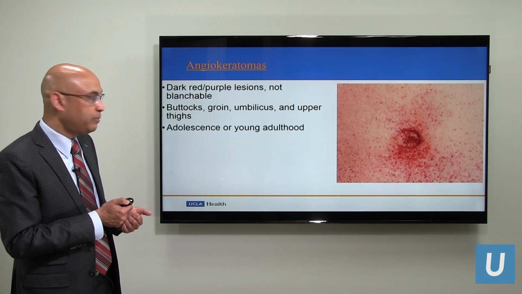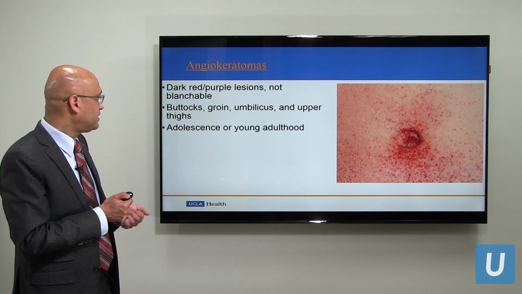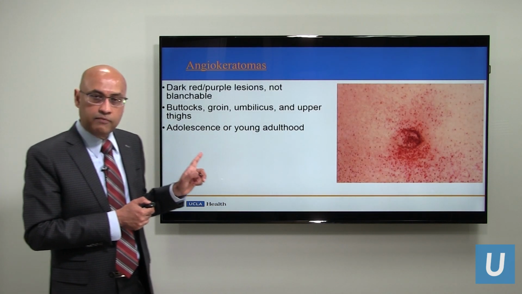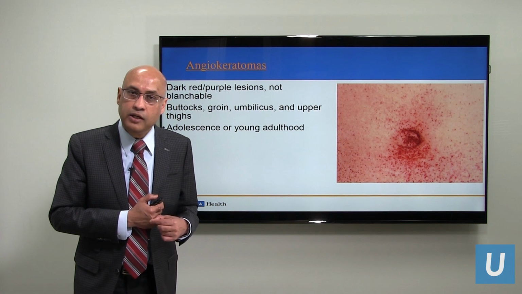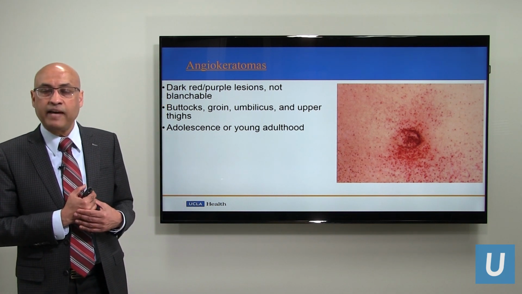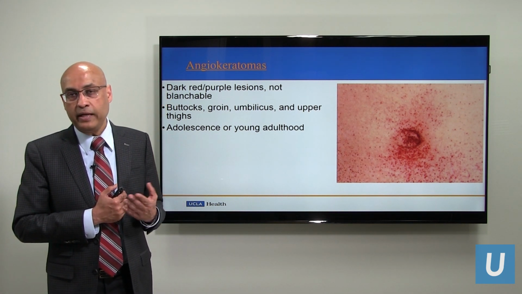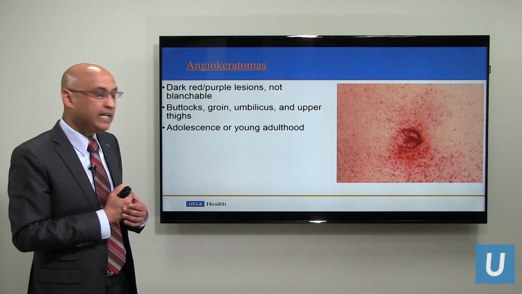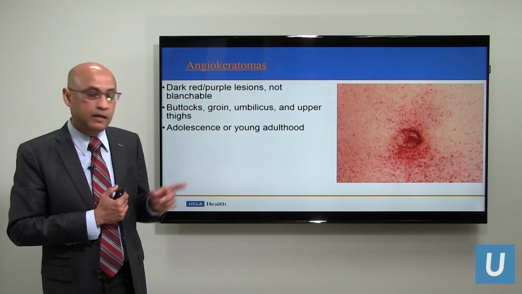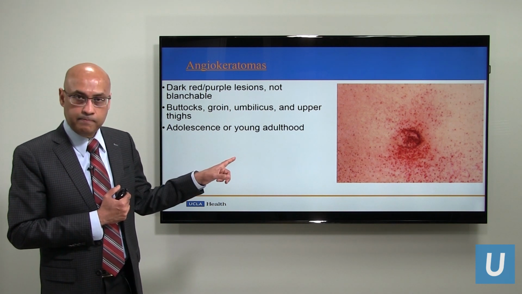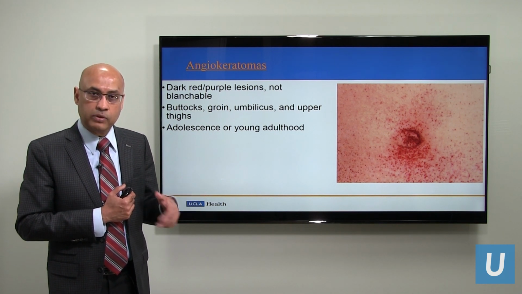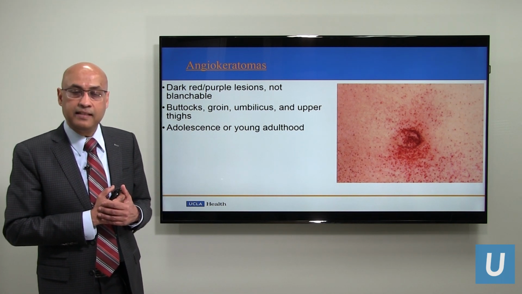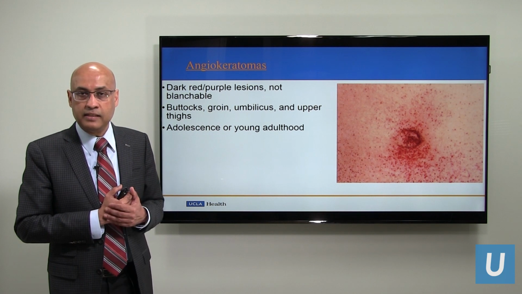So angiokeratomas are also very classical. They're seen in adolescence or young adulthood. The one historical point about this: when we talk about why the disease is called Fabry's disease, Fabry and Anderson were two dermatologists who in 1898 independently made the link between these findings and proteinuria, the kidney, when you're spilling protein. So they made the link between the skin findings and kidney disease, and that's why the disease is named after them.